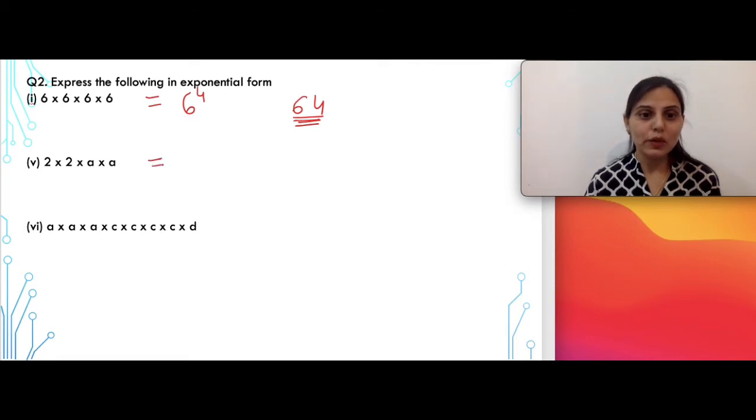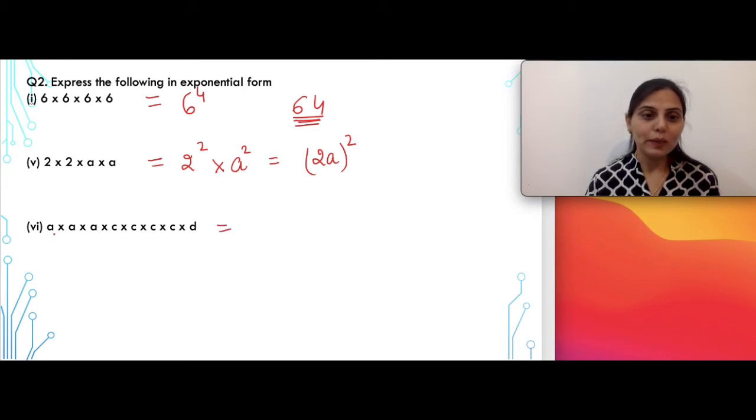Similarly, for the next one now, there is a variable term also and there is a constant term also. 2 is multiplied 2 times, so it can be written as 2 square multiplied by a square, which, since the power for both of them is the same, can also be written as 2a whole square. Moving on to the next part now.